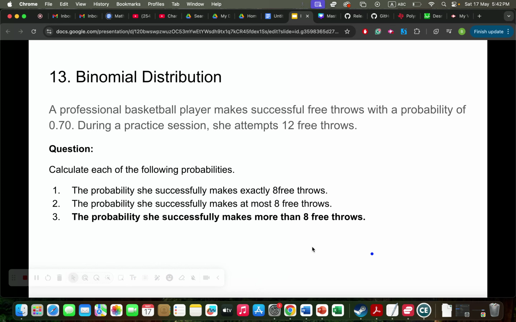And let's put it this way. If the question is not normal distribution, then it must be binomial distribution, isn't it? Because those are the two types of distributions that you'll be learning in both the AA and the AI course. So let's look at the first one. Again, with the GDC, let's make the best out of it and find the answer to this. Now, calculate each of the following probabilities. Makes exactly 8 free throws, and I need to find out the probability.